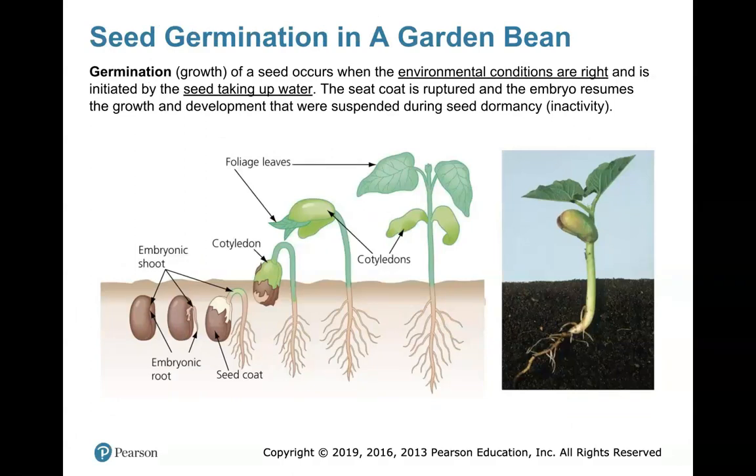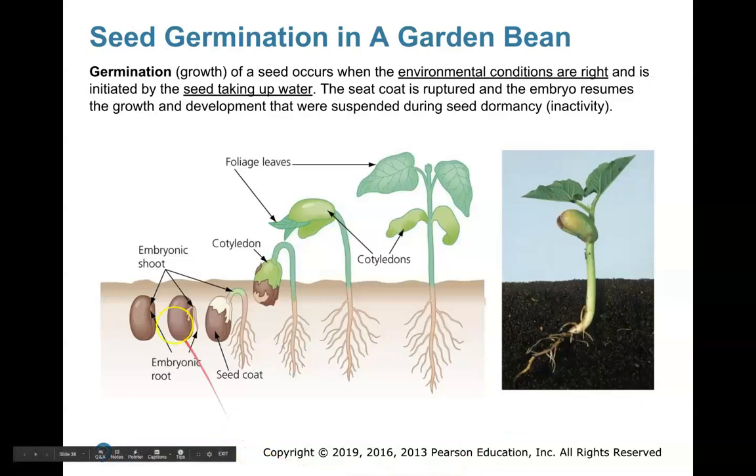So let's talk about seed germination in a garden bean. Germination is a nice fancy word to tell you that growth is occurring. And seed growth occurs when environmental conditions are right. So maybe that seed was dispersed in an environment that's cold, it's dry, there's not a lot of water available. That seed is going to stay a seed, and it's not going to grow. It's going to be dormant, so a period of inactivity, until it reaches the conditions that it favors. Some water's present. Maybe it's embedded in the soil now, so it has that nice moist environment around it. The uptake of water is really going to signal that event.